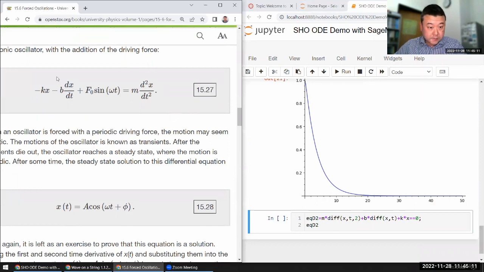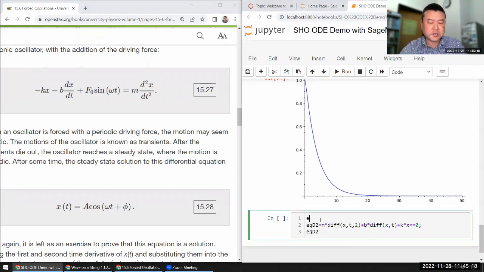So I have, let me just rewrite this whole thing so that it has the form of the textbook's version. Equation D2 is equal to minus k times x minus b times the first derivative of x with respect to time plus the forcing term, F0 times the sine of omega times t, is equal to m times the second derivative of x with respect to time.